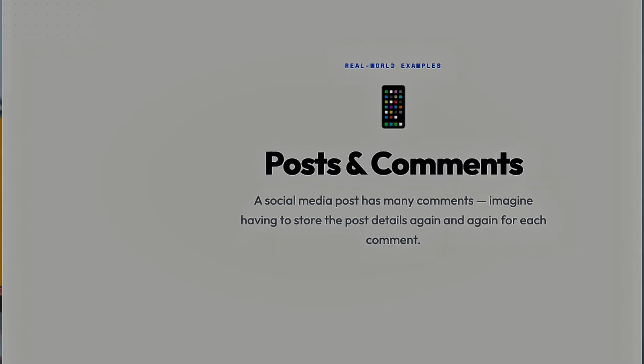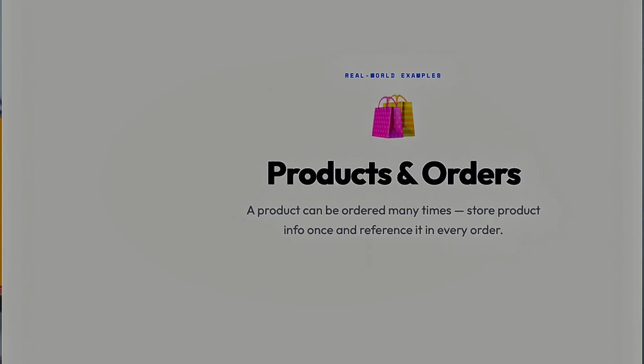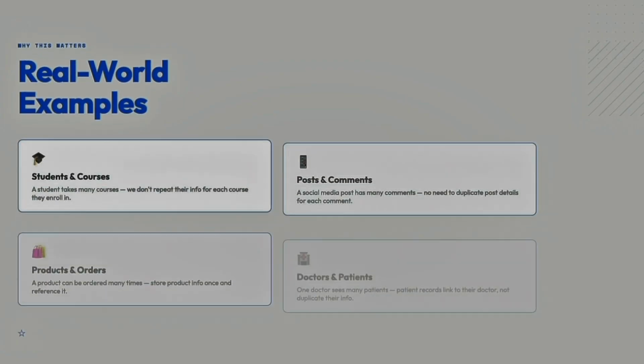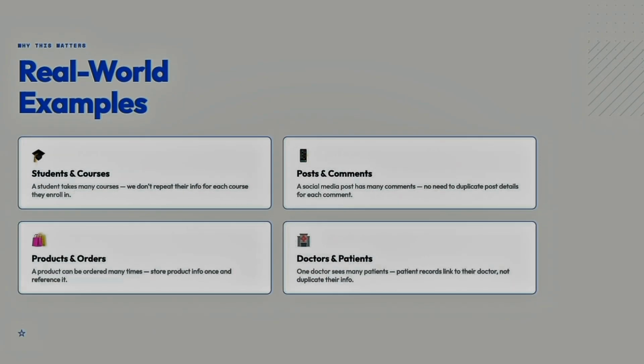If you make a post on Instagram or on Twitter, a post will have multiple comments, right? Imagine having to register the detail of the post again and again for each comment. And the same thing can even happen in an e-commerce app. A product would have many orders, right? We have a customer, we have many orders, and a particular product too would be ordered several times. So all of these scenarios make it very, very necessary for databases to have relationships. And that's literally the idea of relational databases.